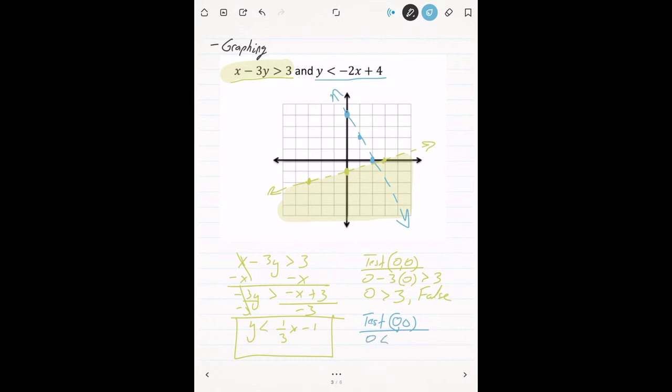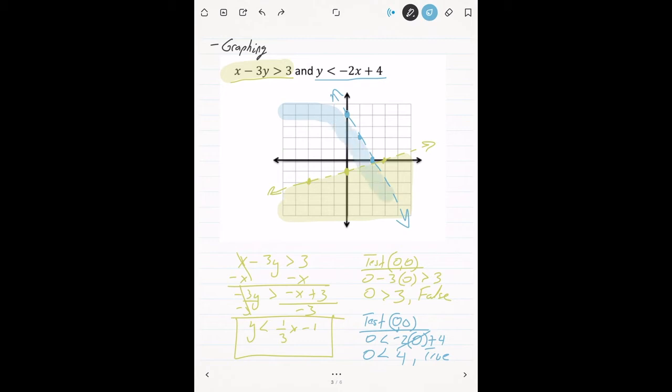So 0 is less than negative 2 times 0. Let me write that a little neater. Plus 4. Well, that's just 0. So 0 is less than 4. That's a true statement. 0 is less than 4. So I know that this point is a solution. So if this point is a solution, then that means all the other points on this side of the graph are solutions. So let me go ahead and I need to shade in this side of the graph.